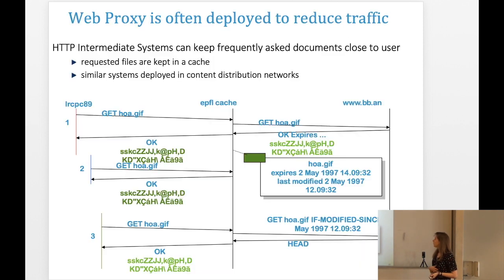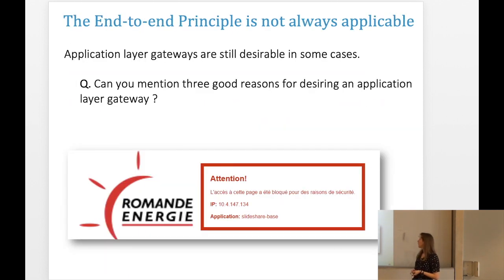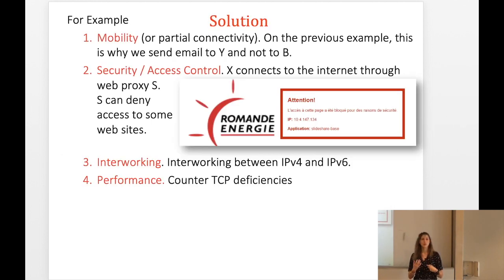So can you mention any good reasons for wanting such an application layer gateway? Avoiding malwares. Yeah, for instance, it could be one reason. So it's a security reason. Any other reasons? So there are several of them. There is mobility and availability that we mentioned earlier for the email example. Security and access control, typically for companies or avoiding malwares.